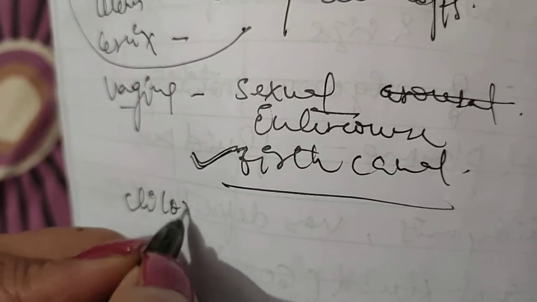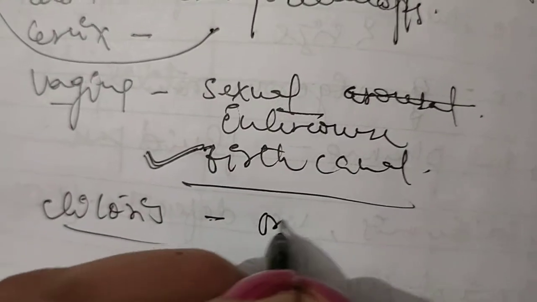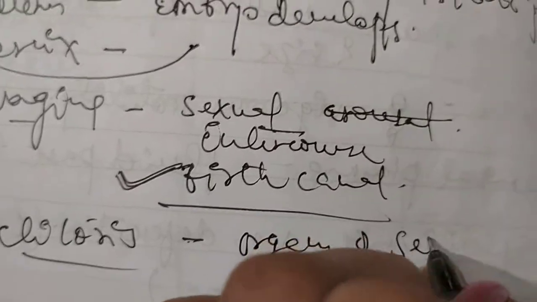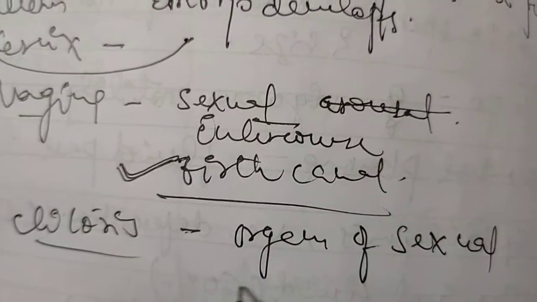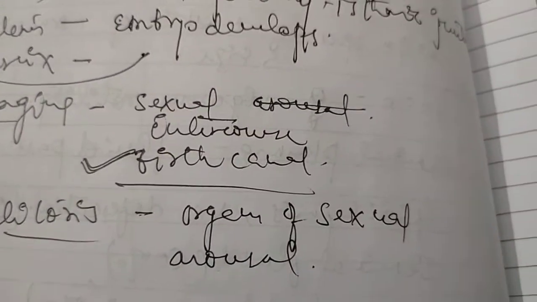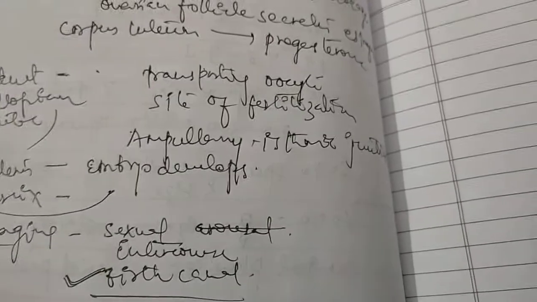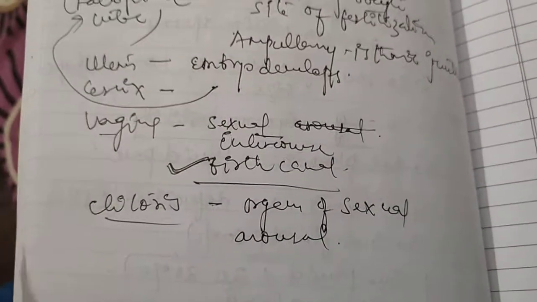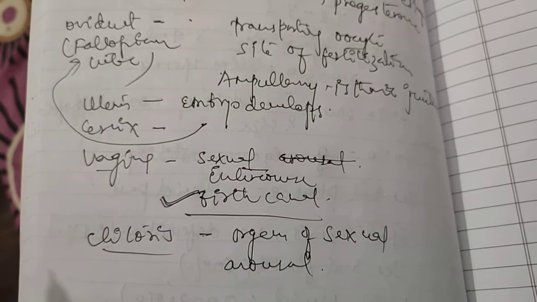Then there is another organ known as clitoris. This is the organ of sexual arousal. So this is all about the female reproductive system, and in the next video I will tell you in detail about these.